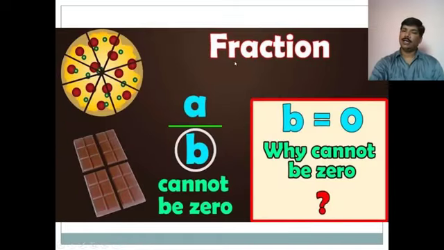Next, fraction. As I already told you, a fraction is represented by two numbers separated by a line segment, one number above the line segment and another below it. We call it A upon B. The fraction is written in this way and read as A upon B. But here you have noticed that if B becomes 0, the total part will be 0. It means the total part of the whole is 0, which means there is no whole.